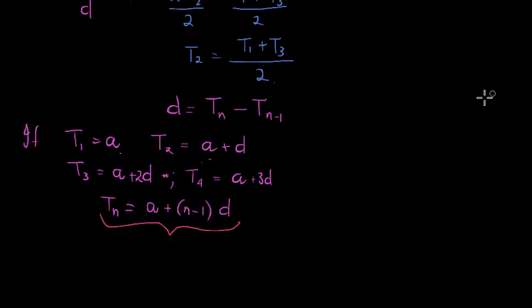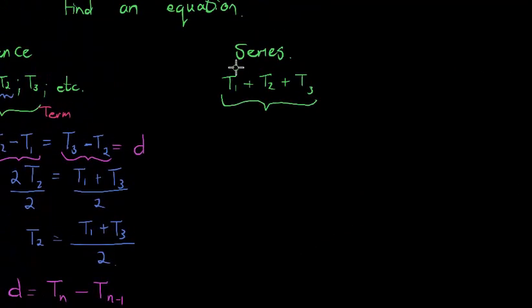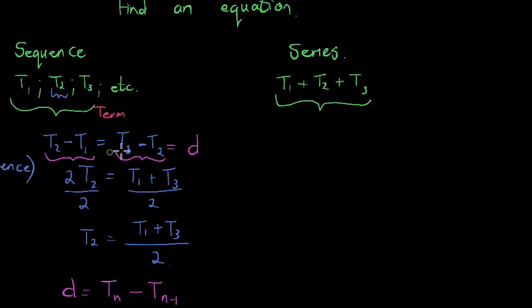Now let's look at the series. So the series is exactly the same. It's got the same properties. The arithmetic series has got all the same properties. The only difference is that a series is literally taking these values and adding them together. So for example, S1 is equal to what?